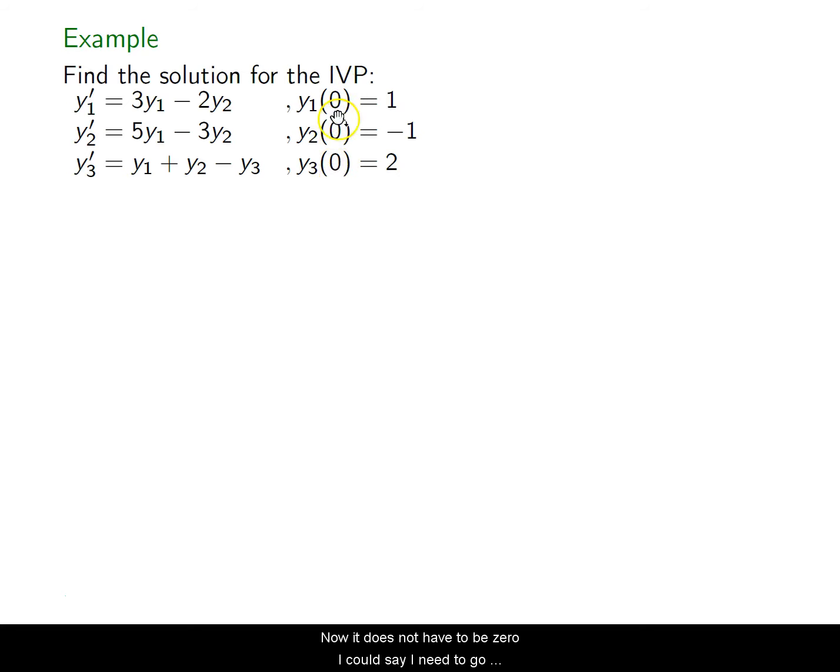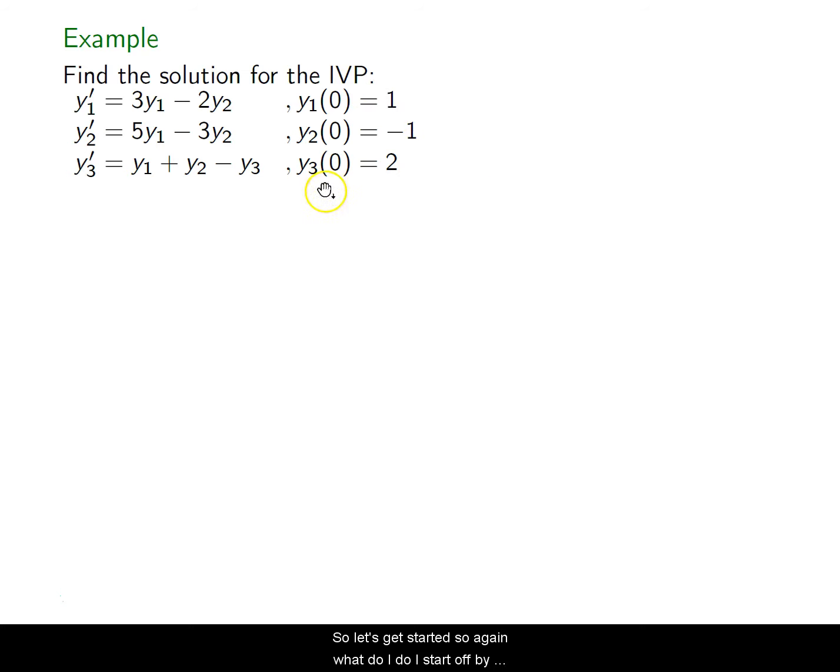Now, it does not have to be 0. I could say I need all of these to be defined at these points at maybe x equals 1 or x equals -5. Right? We generally just choose 0 because it's nice, things disappear, makes the math a little easier, but it does not have to be at 0. Okay, it could be at a different value and still be an IVP. Okay, so let's get started.